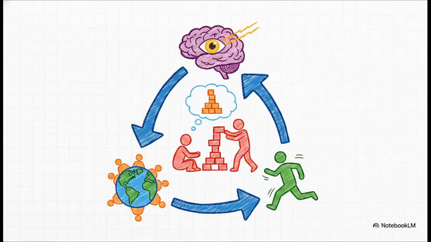On the complete opposite end of the spectrum is Albert Bandura and his social cognitive theory. Bandura didn't care about hidden unconscious drives. He focused on the self system and observational learning, meaning we learn by watching other people. His big concept is reciprocal determinism. It's this continuous dynamic loop between your cognition, your behavior, and your environment.